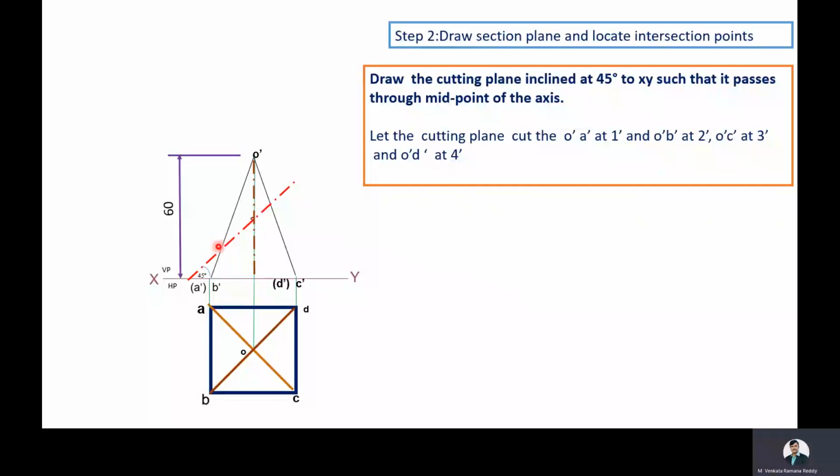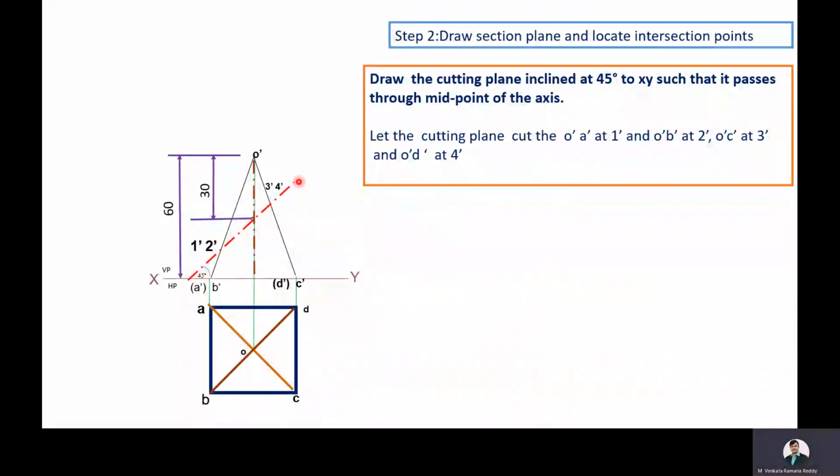Here, 1 dash is the intersection point of section plane as well as slant edge O dash A dash. 2 dash is the intersection point of section plane as well as slant edge O dash B dash. 3 dash is the intersection point of section plane as well as slant edge O dash C dash, and 4 dash is the intersection point of section plane as well as slant edge O dash D dash.